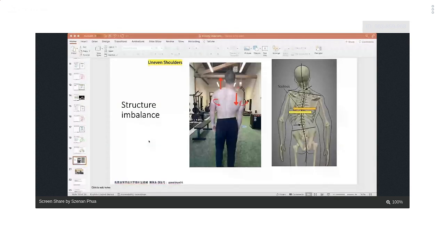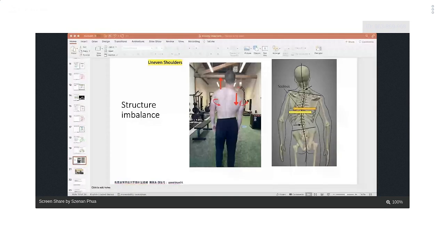Does structural imbalance, that is uneven shoulders, uneven pelvis, one leg shorter than the other, cause organ imbalance, and then lead to anxiety? Yes, yes, yes. Okay, cool. Yep, it does.